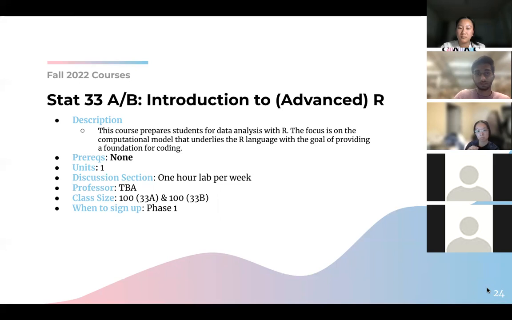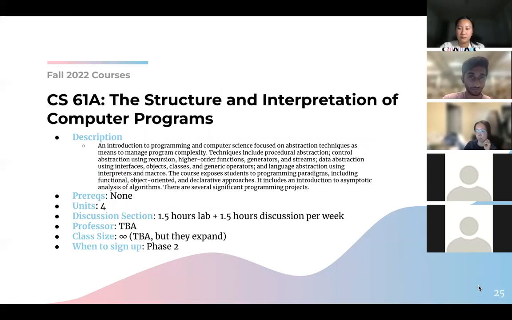A lot of times you don't have to take 33A to take 33B. Most students end up just taking 33B directly instead. They go through multiple parts of R, and you'll have a programming assignment showing whether you have mastery over a certain topic, like using data frames or a certain function in R. That's basically what 33A and B are meant to prepare you for. And when to sign up, phase 1 would be a good time.